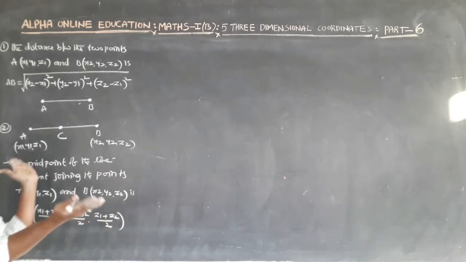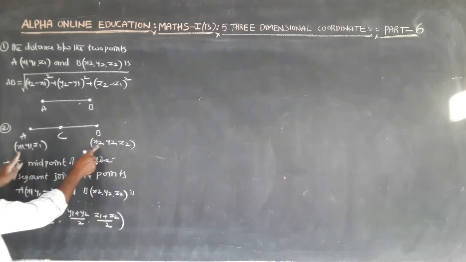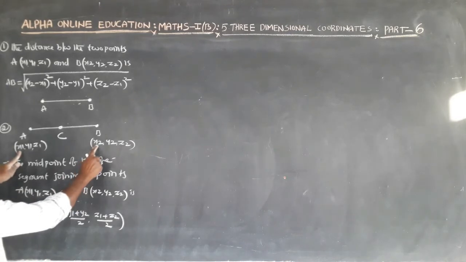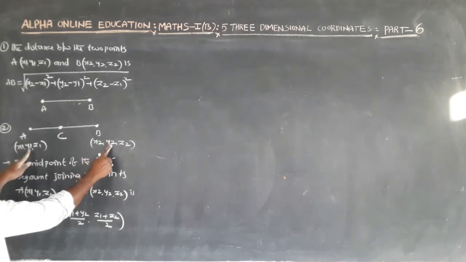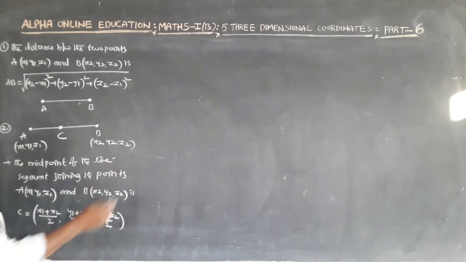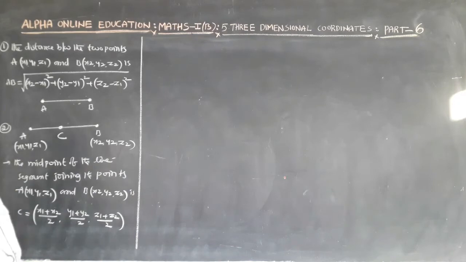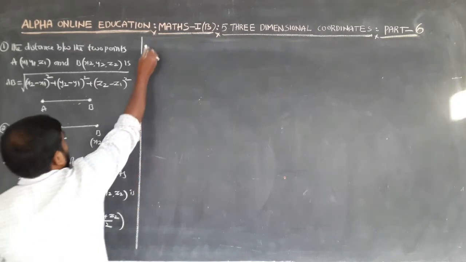Two coordinates adding by 2. X coordinate adding by 2. Y coordinates adding by 2. Z coordinates adding by 2. This is the midpoint of the line segment joining the points.